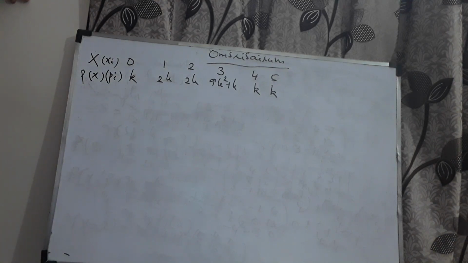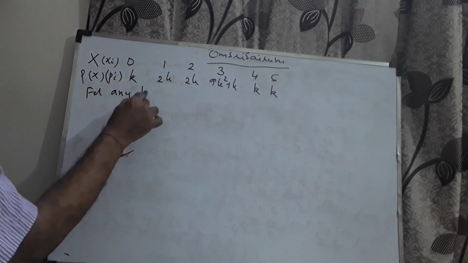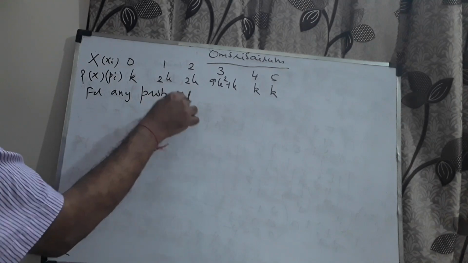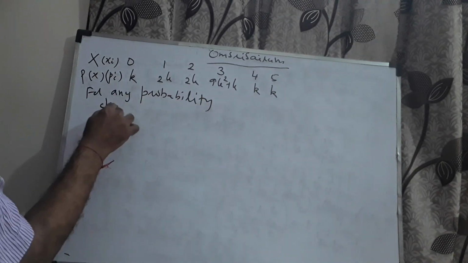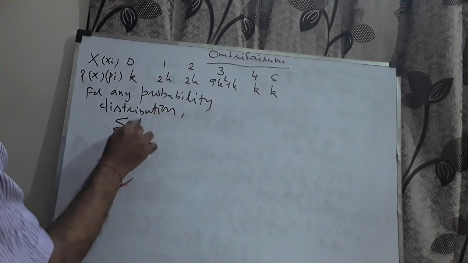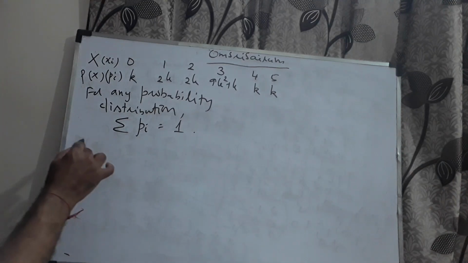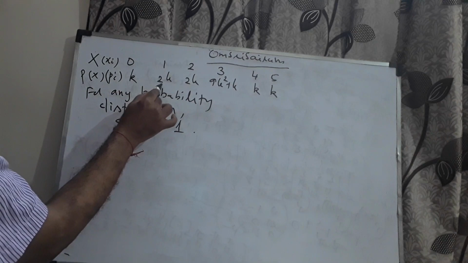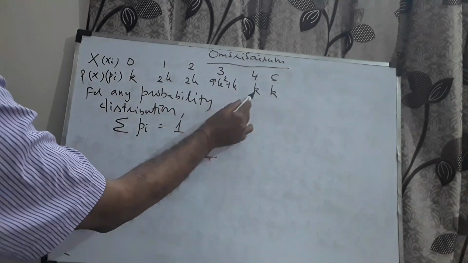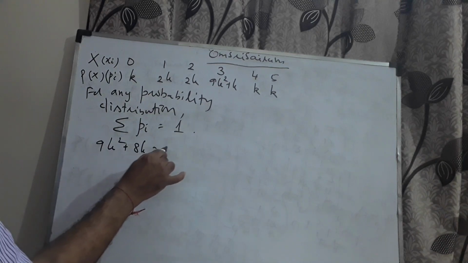I am supposed to find the value of k, and I am supposed to find p of x less than or equal to 2. I am supposed to find p of x greater than or equal to 3. Just see here. For any probability distribution, sigma pi is equal to 1. Sum of probabilities is equal to 1. Let me just add here k plus 2k, 3k, 5k, 6k, 7k, 8k. Therefore, it is reduced to 9k square plus 8k is equal to 1.